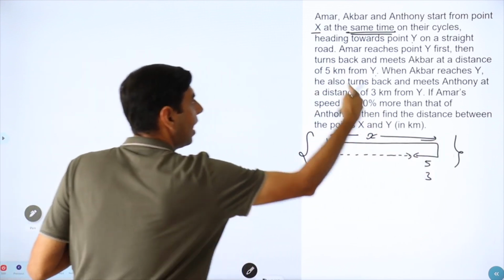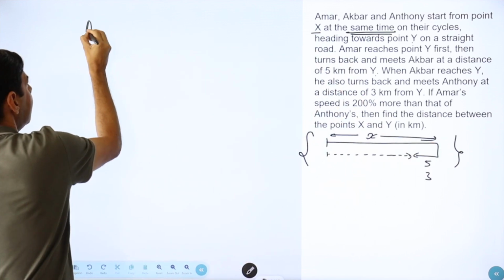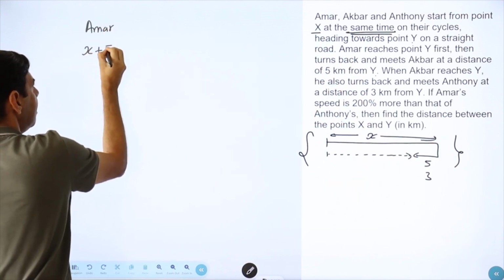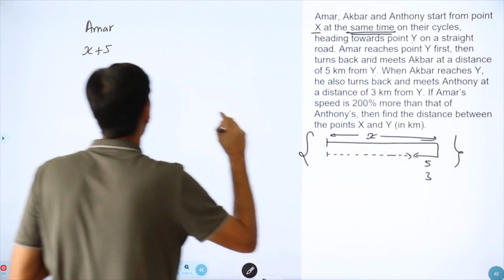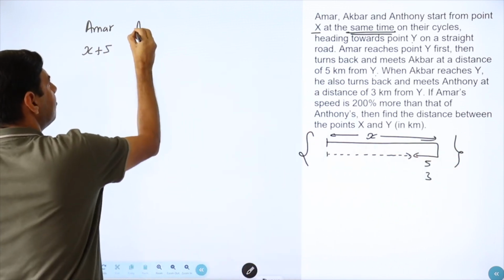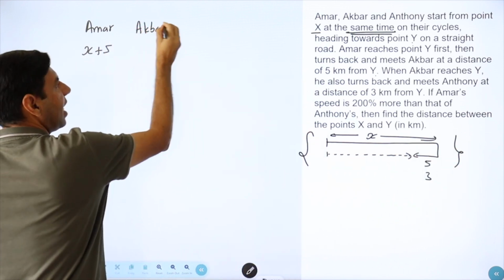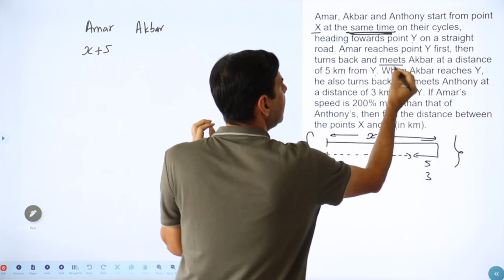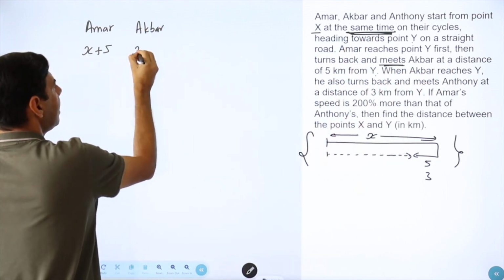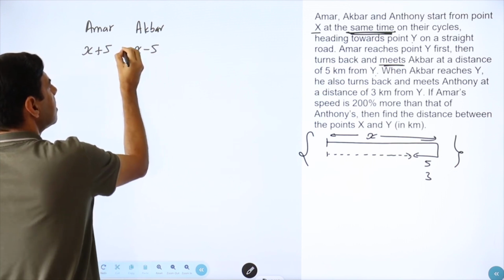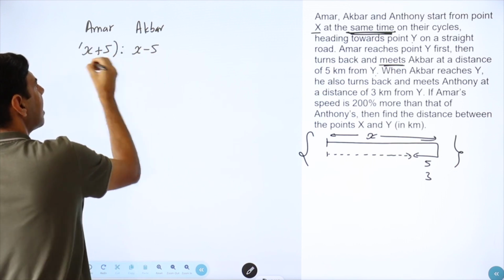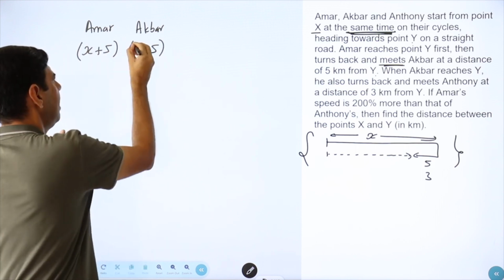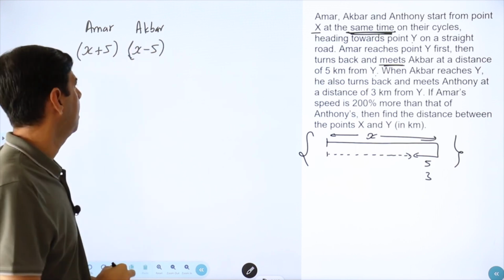So one guy, the first one, Amar, travels a distance of x plus 5 all the way there and 5 more. And in the same time, Akbar, they both start simultaneously and they meet. He turns back and meets. So Akbar has traveled x minus 5. So this is the ratio of the distances traveled, also that of the speeds.